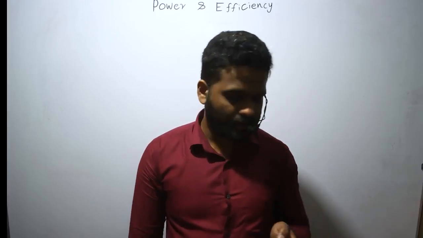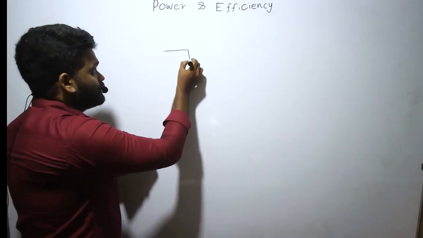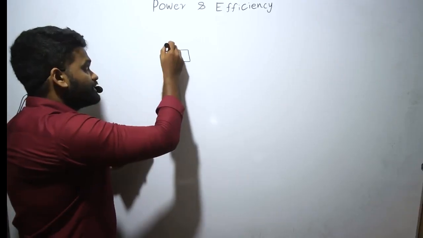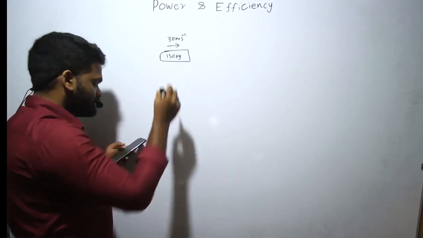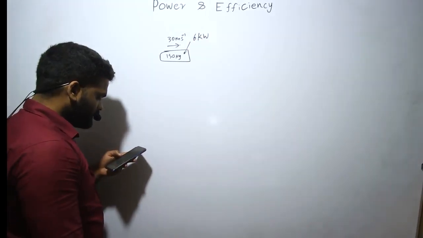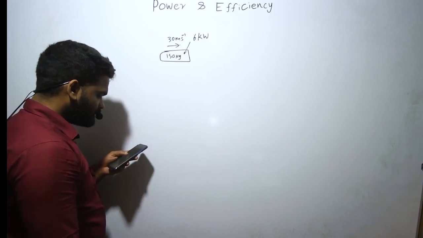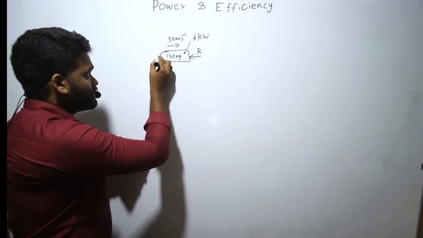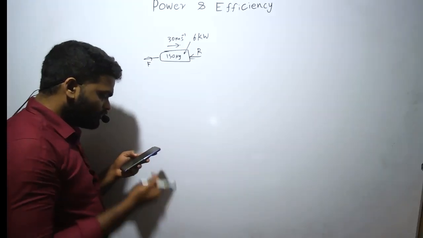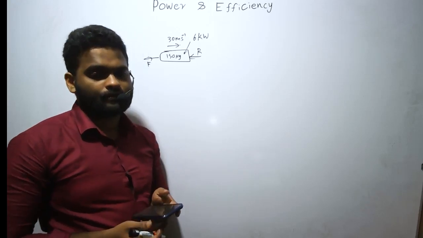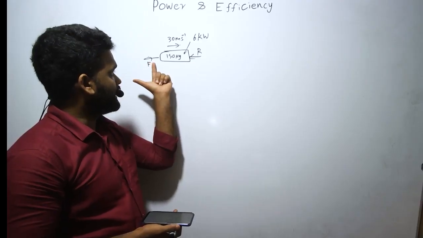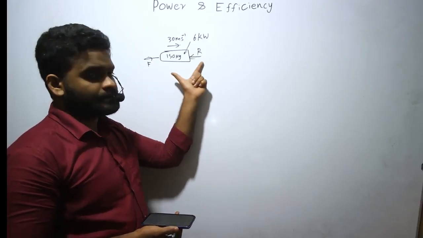Right, 13th question. A boat of 150 kilograms is moving at 30 meters per second, and the power of the engine is 6 kilowatts. If the resistive force is constant, find the distance that the boat moves after the engine is switched off. So before switching off, the boat has both a driving force and a resistive force.